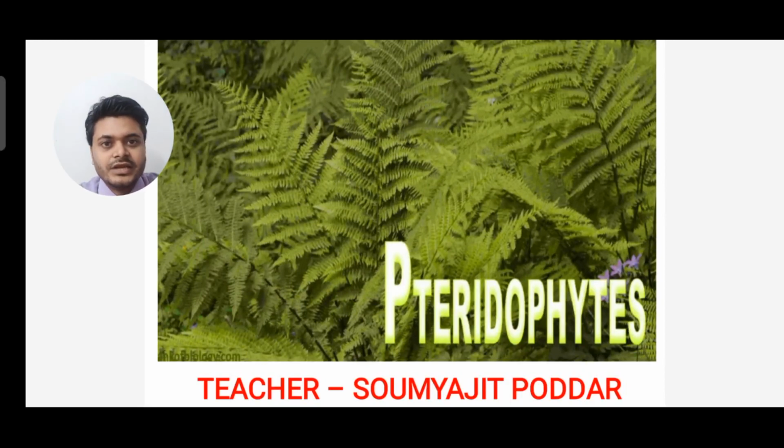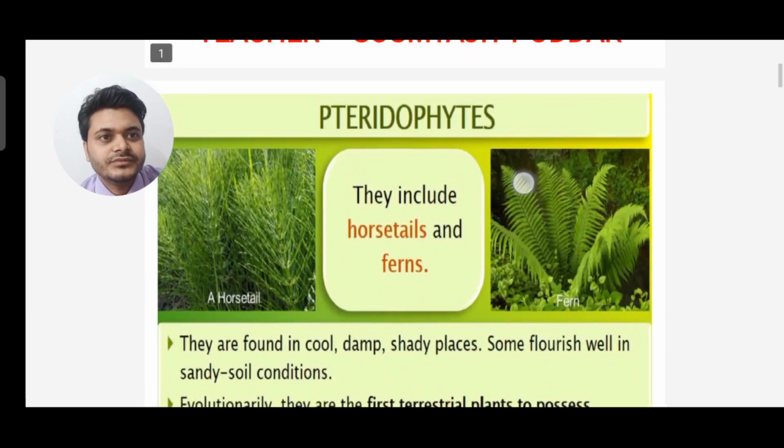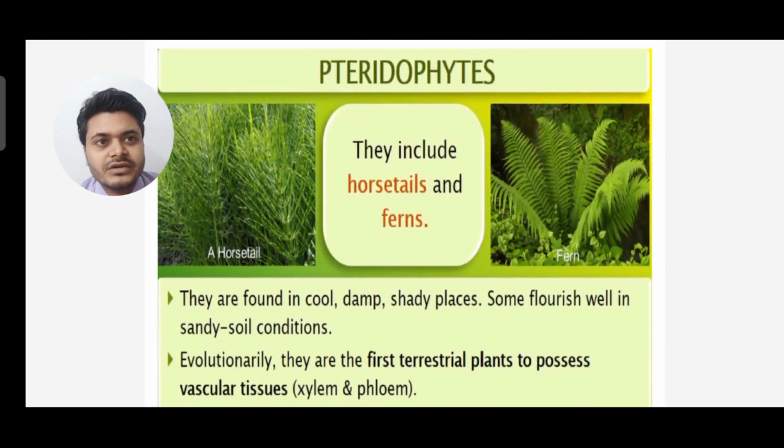So let's see the pteridophyte characteristics. You can see the diagram, the picture of pteridophyte I have given here. Now what are pteridophytes? See, two pteridophyte structures I have given: a horsetail, that is Equisetum, and another, a fern. So they include horsetail and fern. They are found in cool, damp, shady places. Some flourish well in sandy soil conditions.